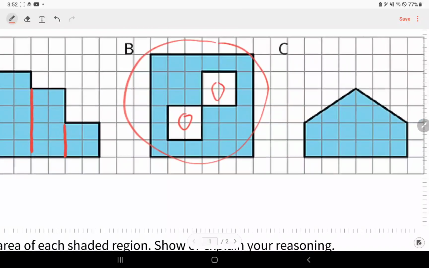Okay, so find the area of the large blue square, and then find the area of this one, and subtract. So big minus little, and you got your answer.